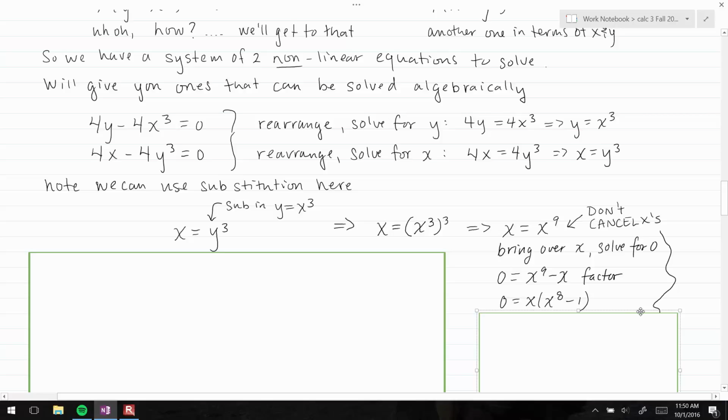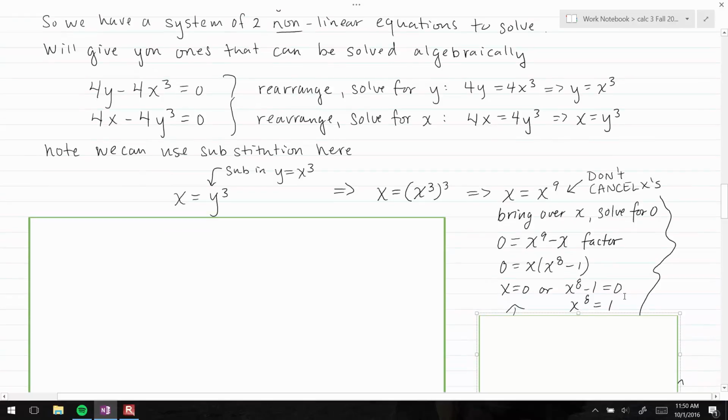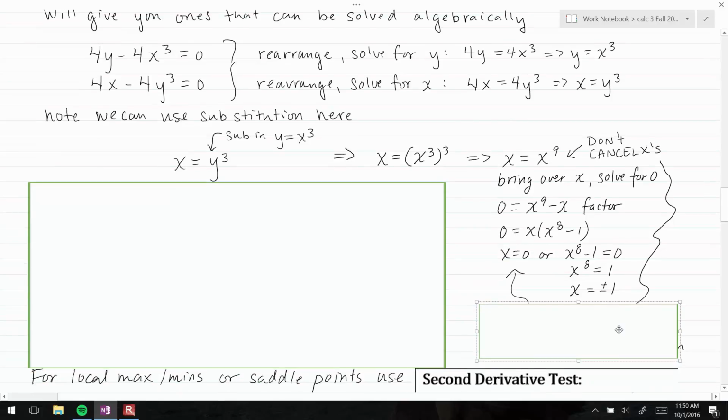The other factor, x to the 8th minus 1, is actually what we call a difference of perfect squares. In other words, it can be factored into x to the 4th plus 1 times x to the 4th minus 1. Or you can just set it equal to 0 and solve for x, but don't forget that when you take an even root of both sides, you have to throw the plus or minus in front. Okay.